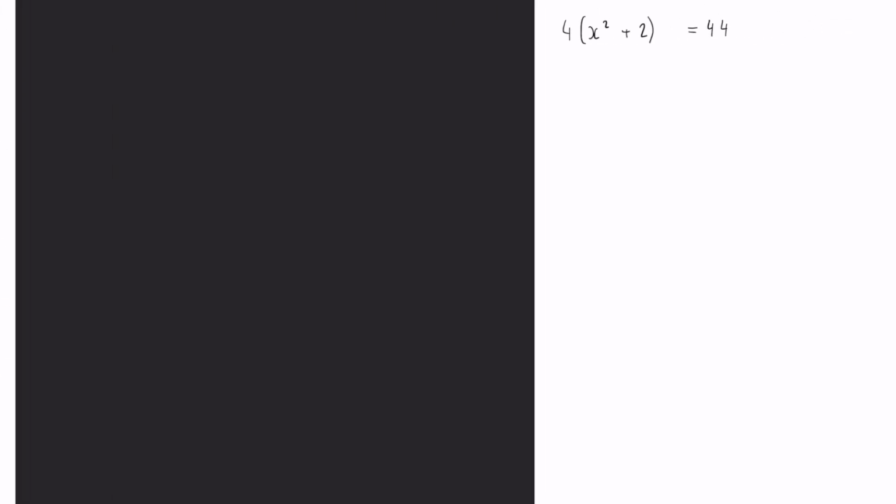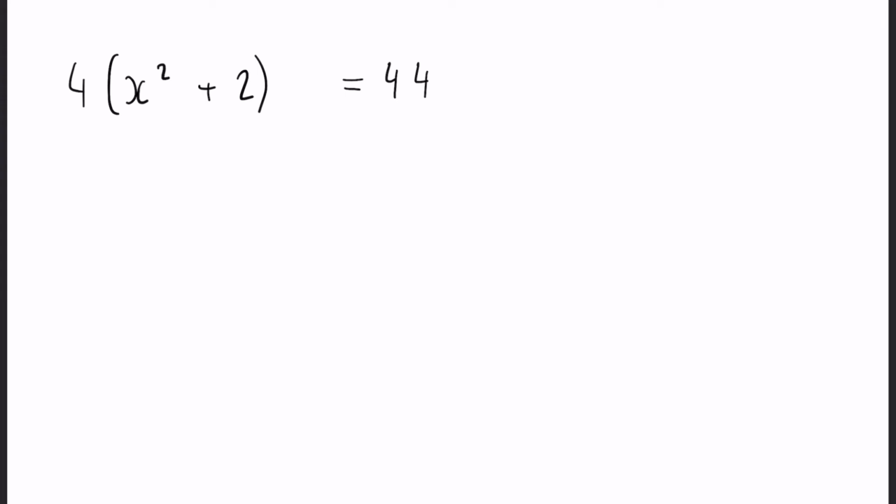Okay, one more example. So this time we introduce a square number, so the x squared. Now again, I'm going to use the alternative method that I taught you at the start when it comes to brackets, because in this situation it will work a lot quicker. Now because that bracket is there, that indicates that the 4 is being multiplied by that x squared plus 2. So we can divide by 4 on both sides to get rid of that 4. That is going to leave us with x squared plus 2 equals 11.